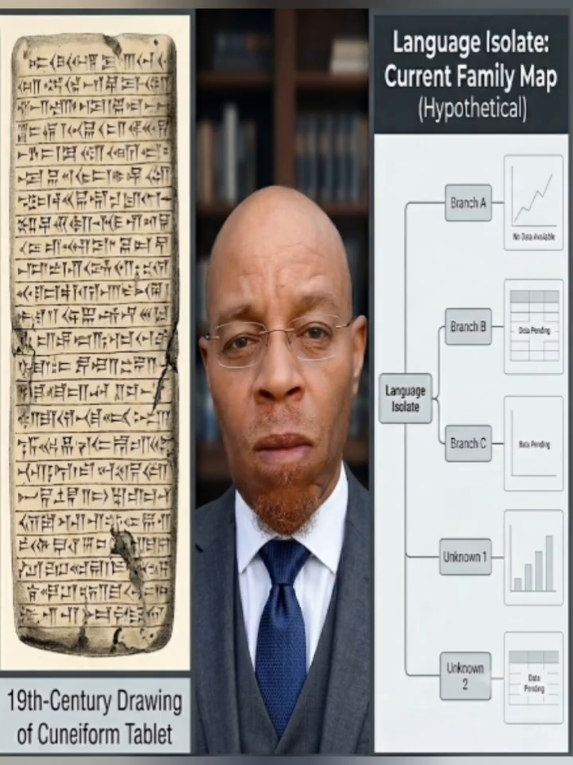The cuneiform data hasn't changed. The geography hasn't changed. The only thing that changed is the name we're allowed to use to describe it. I'm here to audit that change. We're moving past the isolate label to see exactly what lies beneath the surface of the Mesopotamian record.